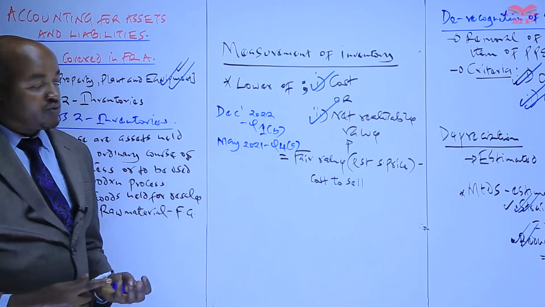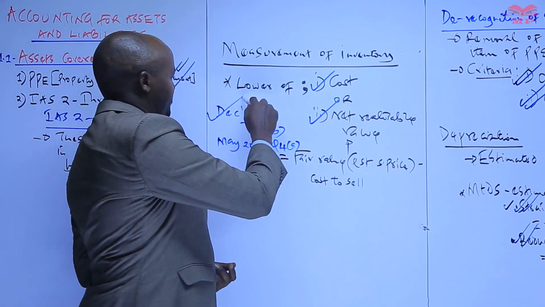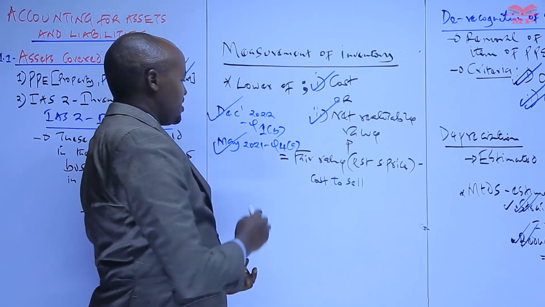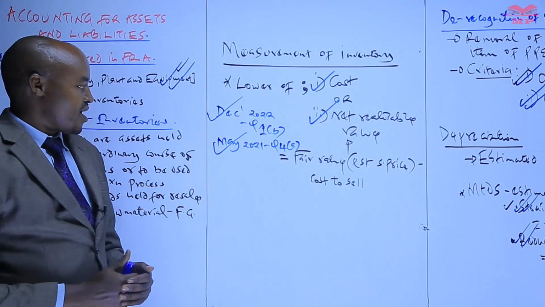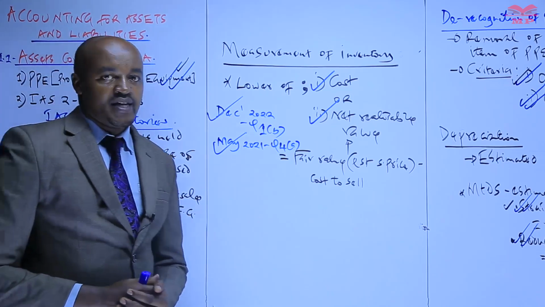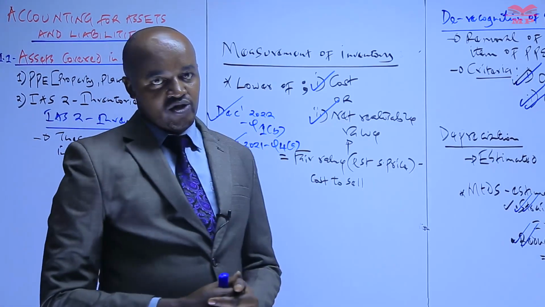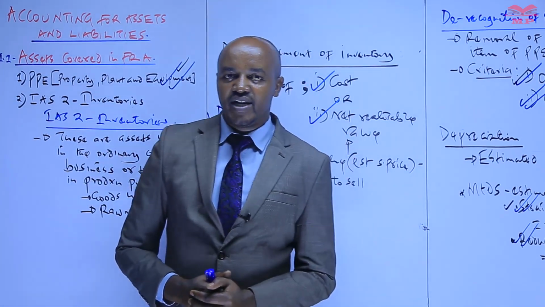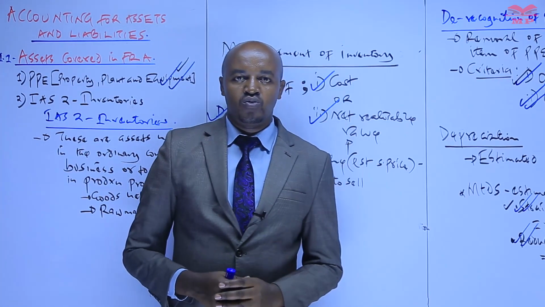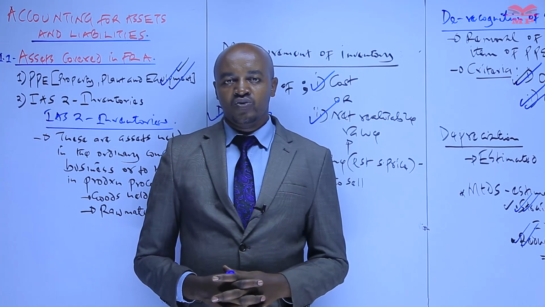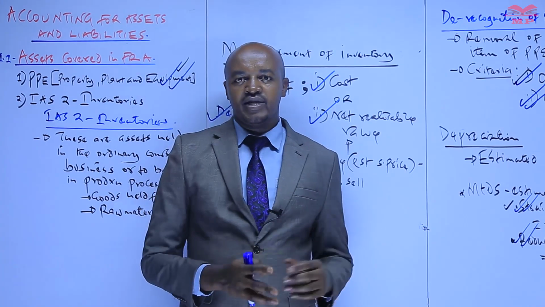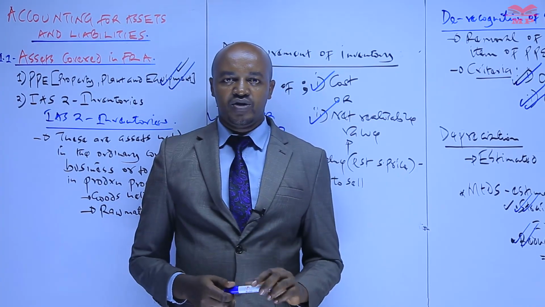The first question was on PPE, and the other question was regarding the valuation of inventory. So basically that brings us to the end of this session. Once we meet in our next session, we're going to move to subtopic number 2, where we are going to look at how we account for another item of asset. So therefore, see you in the next session.